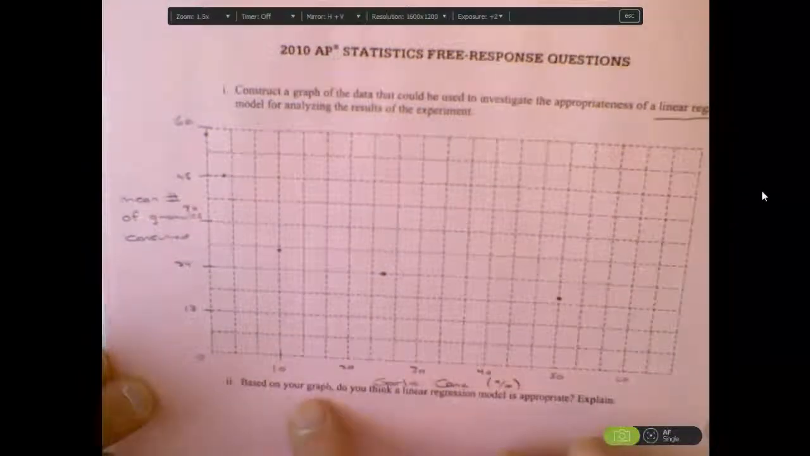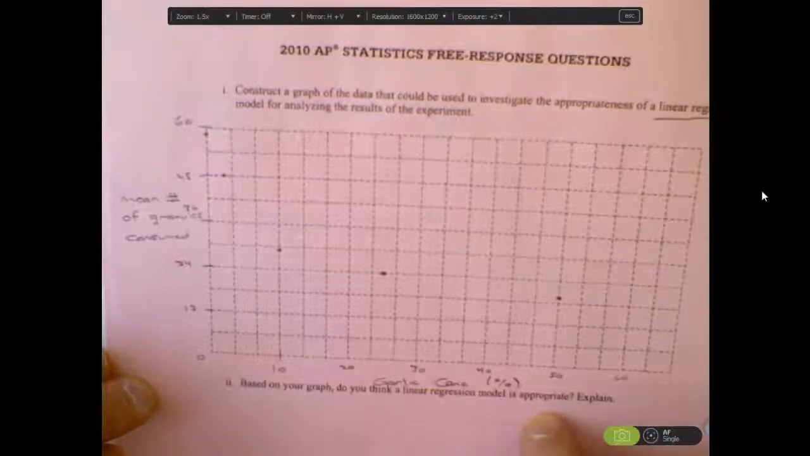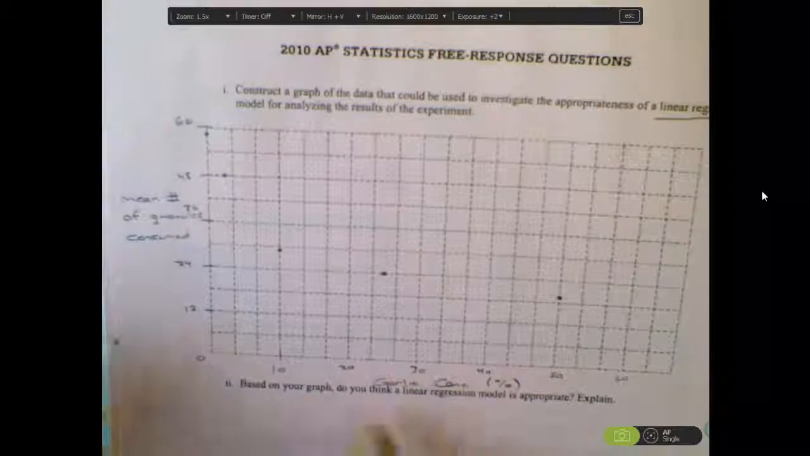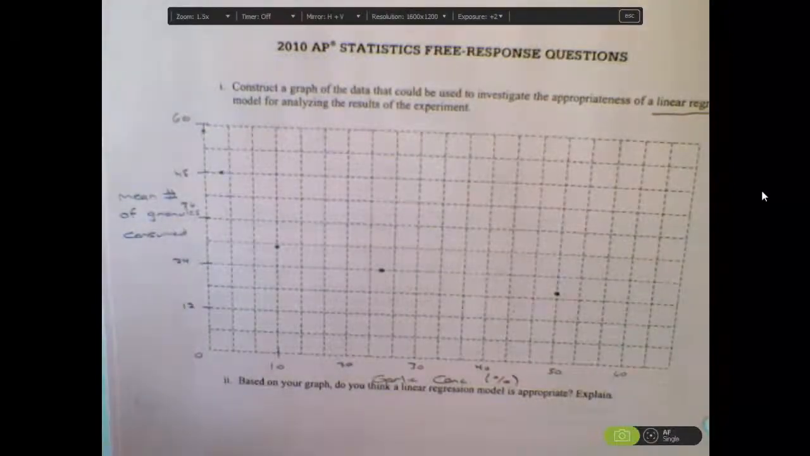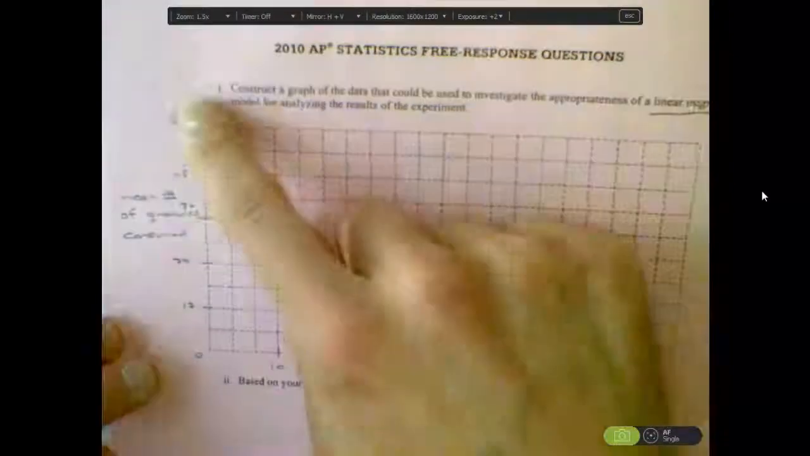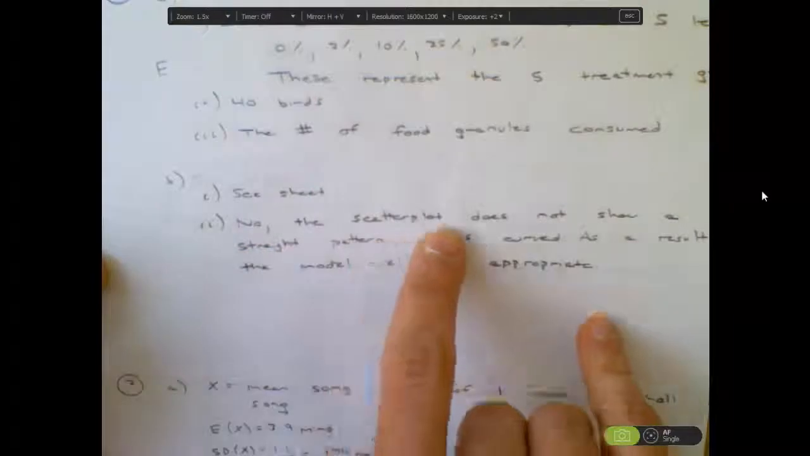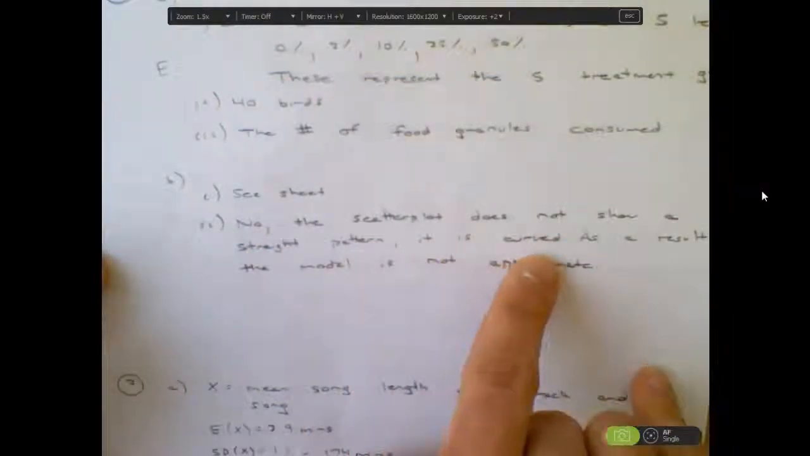Part 2, based on your graph, do you think the linear regression model is appropriate? What I'm looking for in scatter plots are 3 things. Quantitative data, check. No outliers, and the straight enough condition. Well, the straight enough condition is absolutely not satisfied in any way, shape, or form. So, no, the scatter plot does not show a straight pattern. It is curved. As a result, the model is not appropriate.